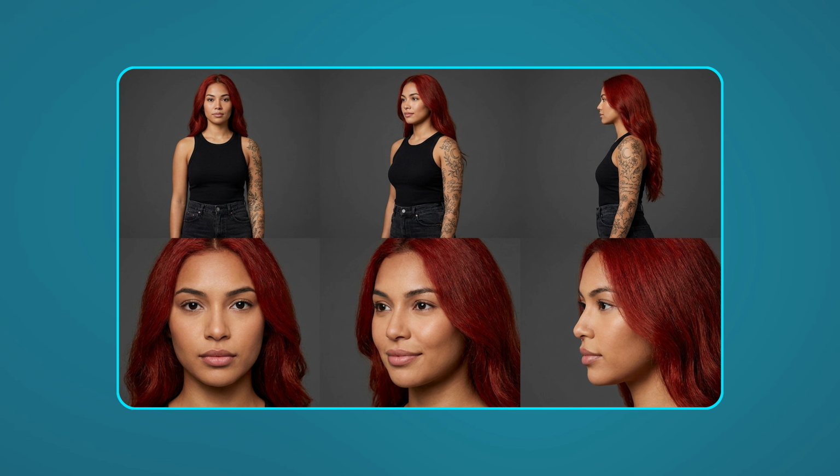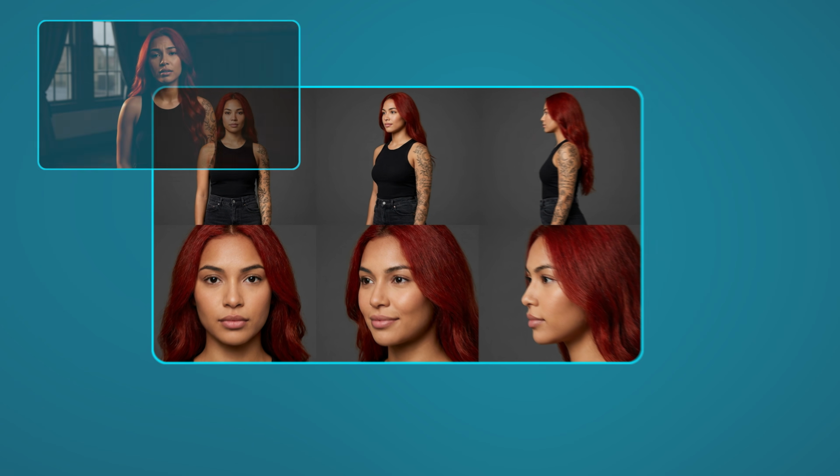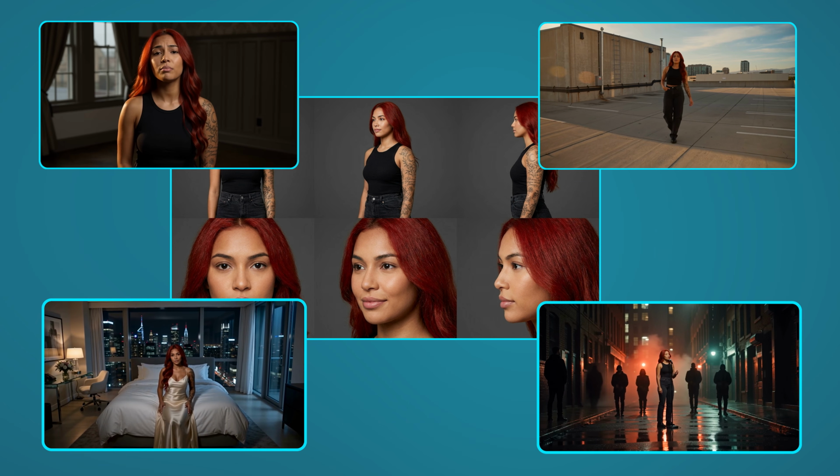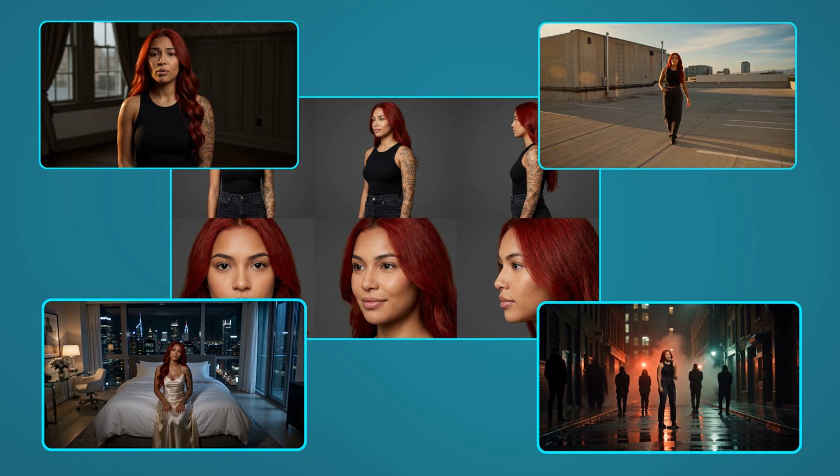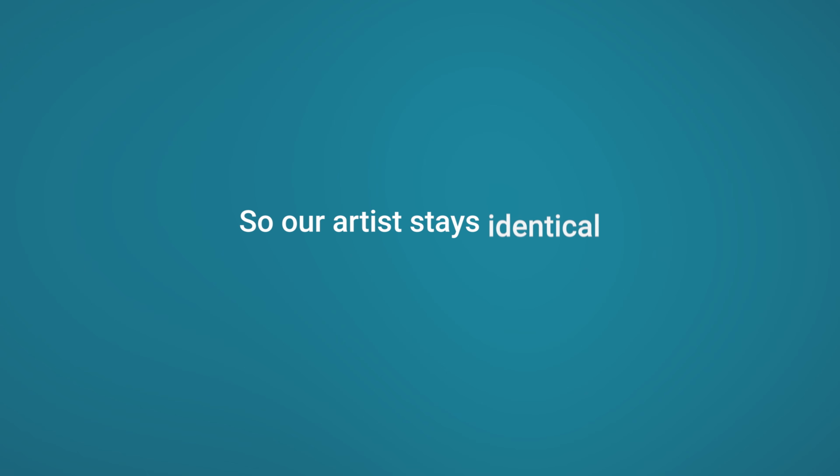So here's the fix. Before we generate a single video clip, we're going to build a character sheet. This is one image with multiple angles of our lead singer. And from here on out, every generation we do is going to reference this one image, so our artist stays identical across every single scene.